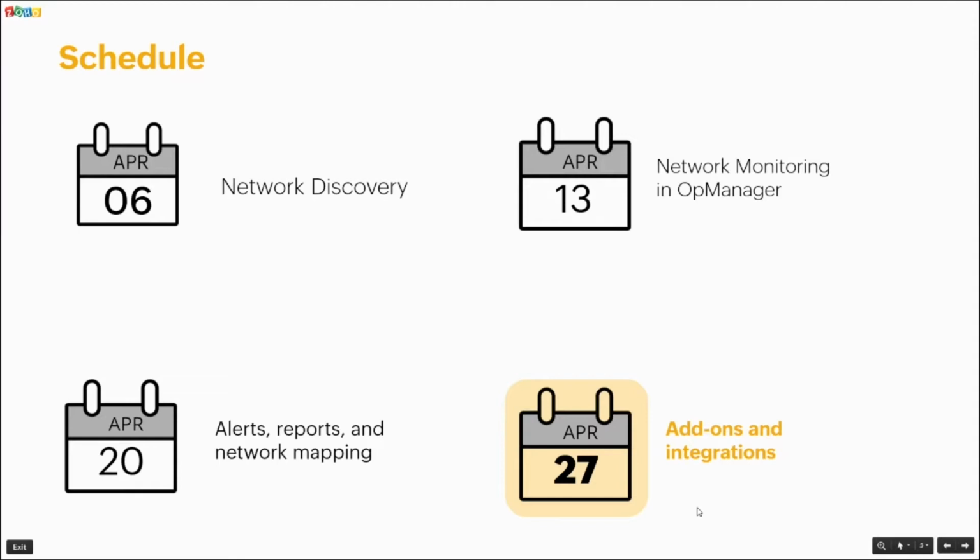On April 6th, we had a detailed discussion on network discovery in OpManager, followed by April 13th, where we discussed network monitoring and the capacity of OpManager in monitoring your network equipment. On April 20th, we discussed in detail alerts, reports, and network mapping. And today, April 27th, we are going to discuss add-ons and the integration options which are available within OpManager.